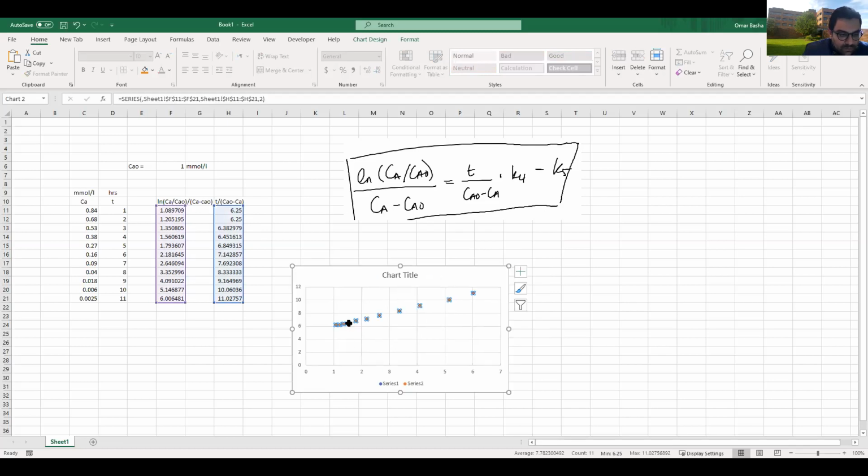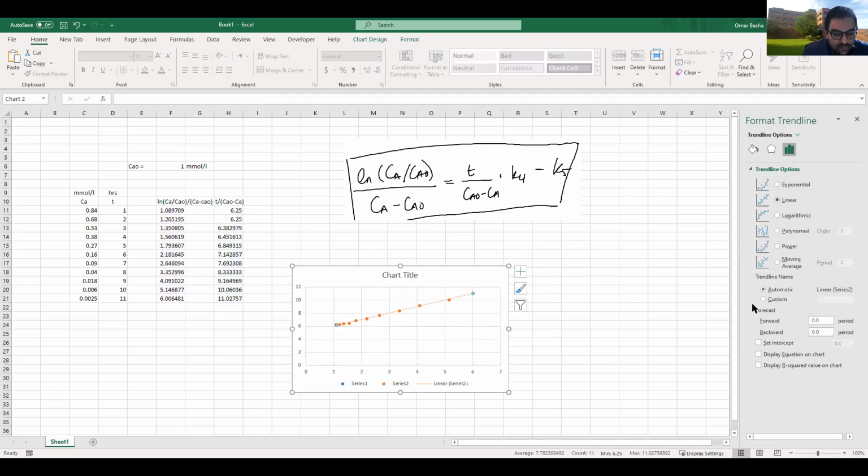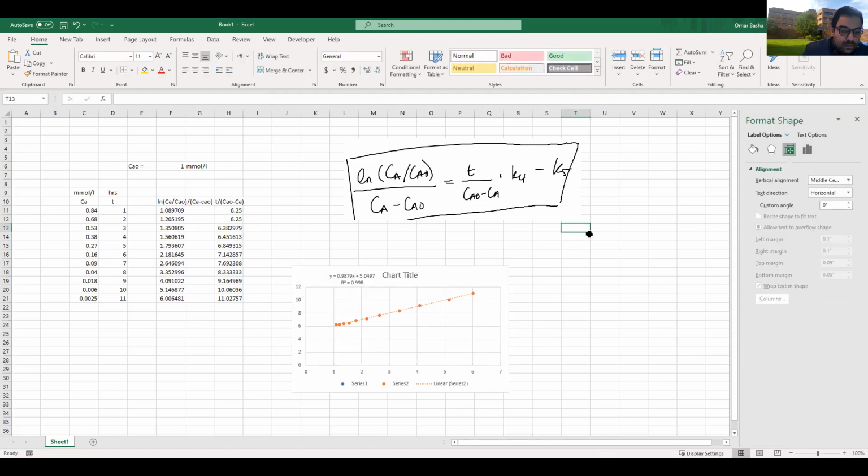Okay, so now let's add a trend line and find the slope and the intercept of this line using Excel. You can find the slope and intercept by hand. Feel free to do whatever makes you happy. So your slope in this case is 0.9879 and your intercept is 5.0497.